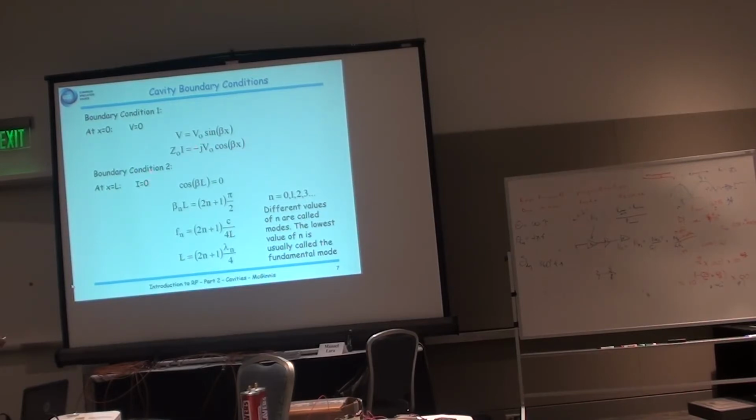Boundary condition number 2 is that at the gap, the current has to be equal to 0. So at one end the voltage has to be equal to 0, at this end the current has to be equal to 0. So for the current to be equal to 0, cosine beta L is equal to 0, and this can only happen when the argument is an odd multiple of pi over 2. So for these different modes, beta n times L has to be equal to odd multiples of pi over 2, so only certain frequencies will work in the cavity. At any other frequency, the cavity rejects it.